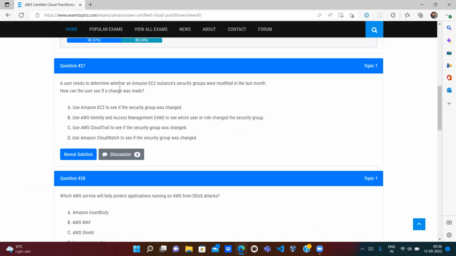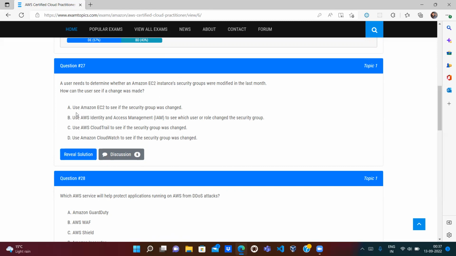A user needs to determine whether an Amazon EC2 instance's security groups were modified in the last month. How can the user see if the change has been made? If you want to see anything that happened, like who terminated an EC2 instance, who spun one up, who changed the security group, everything happens using some APIs, either through the console or at the backend. Some APIs will be hit.